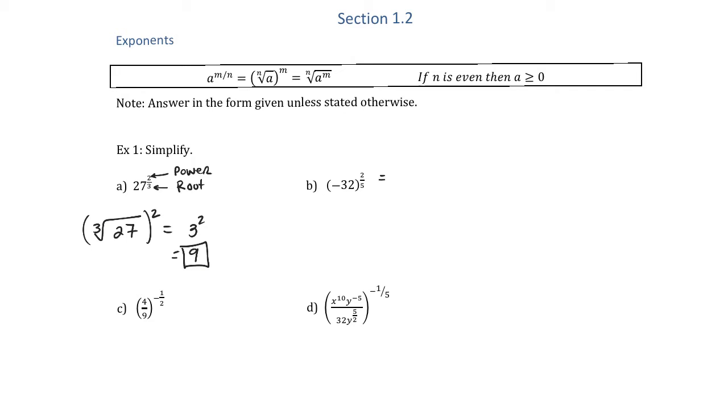Okay, then this one would be the fifth root of negative 32, and then we'll square all of that. So we would get negative 2, and that's squared, so the answer there is 4.